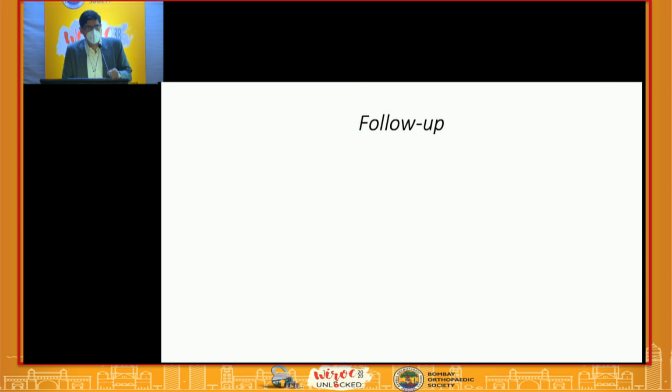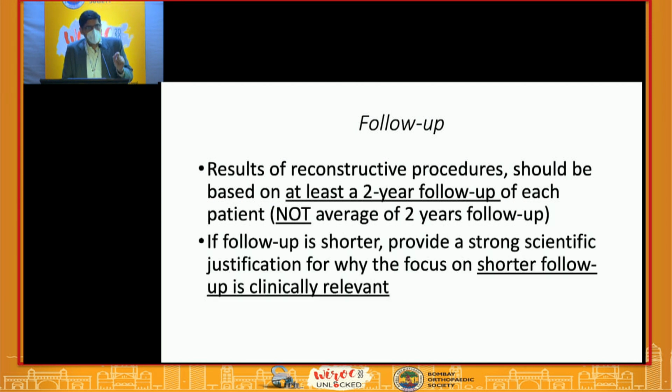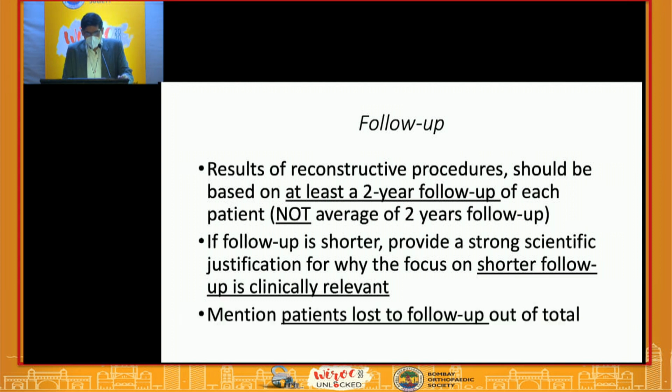Now the follow-up. This series did not require a follow-up. Why? Because we're just looking at the breach rates, which you're seeing on the CT scan. But if you're looking at outcomes of arthroplasty, then you have to have at least 2-year follow-up, okay? Most of the journals will give their criteria. Most of the good journals require a minimum follow-up of 2 years, not average follow-up of 2 years. If the follow-up is shorter, then you have to provide scientific evidence to say why you don't require more follow-up. You have to mention patients who are lost to follow-up. It's impossible that you have 50 patients and you have 50 patients at the end. Usually you will have some patients who are lost to follow-up. You have to very clearly mention that in your results.